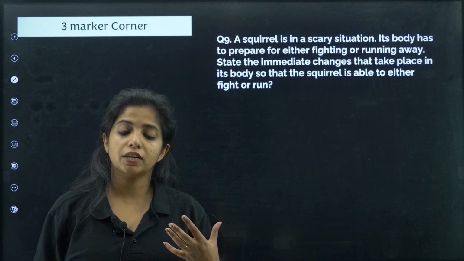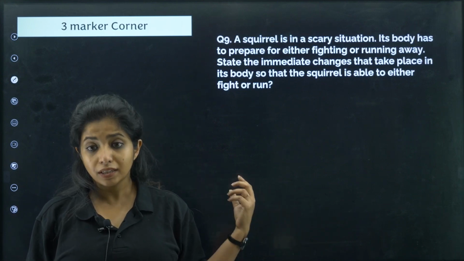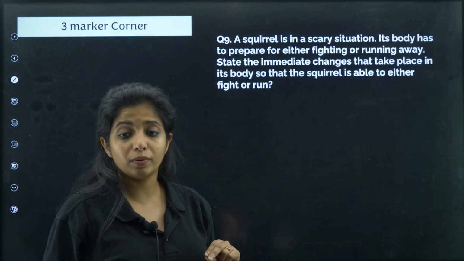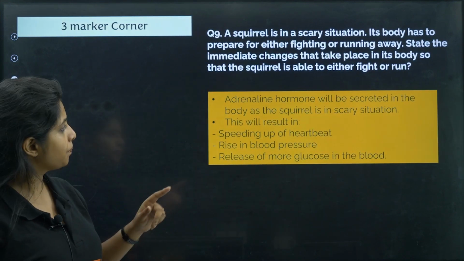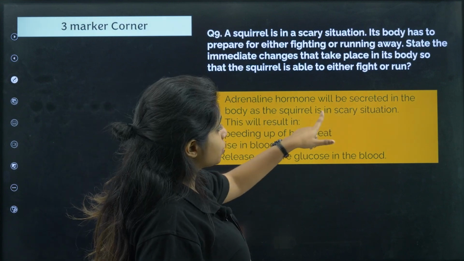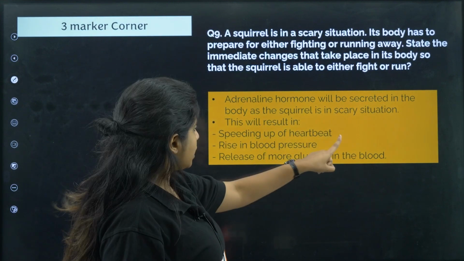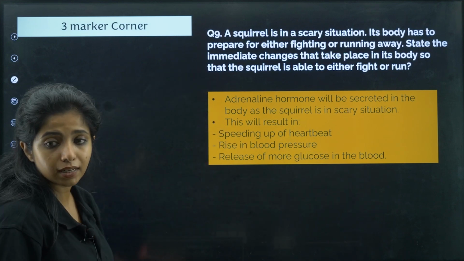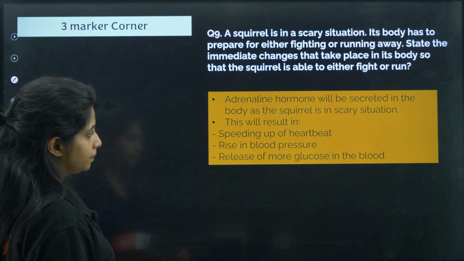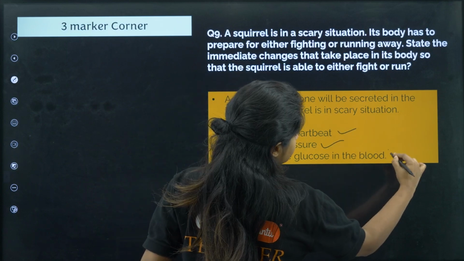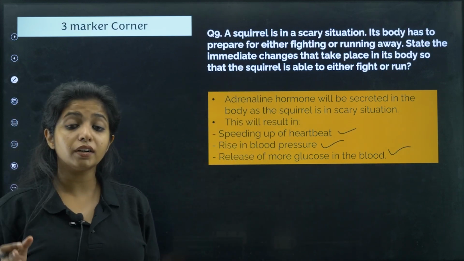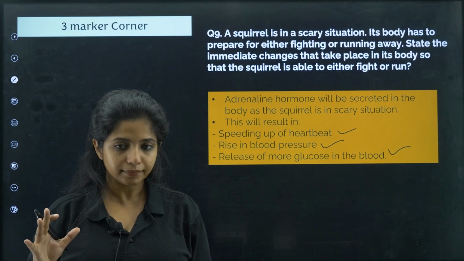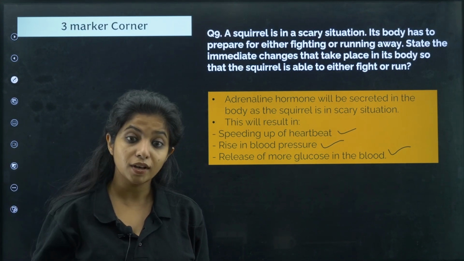So what are the immediate changes that could be required, that would be changing up over here? Increased heart rate would be there, vasoconstriction, vasodilation will be there, dilation of the pupil will be there. So all other things, okay. Adrenaline hormone will be secreted in the body as the squirrel is in the scary situation, speeding up the heartbeat, rise in the blood pressure, release of more glucose in the blood. So these are the things that would be taking place. This we have already discussed, right? So I don't think this is a confusion, but this is how the different types of questions are being framed. And I just wanted you to understand that. Cool. So this is how the questions can be framed.